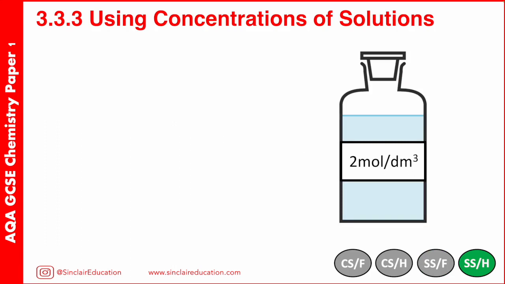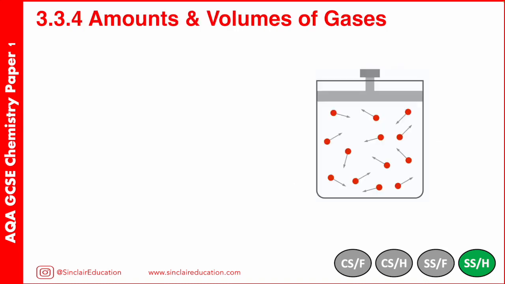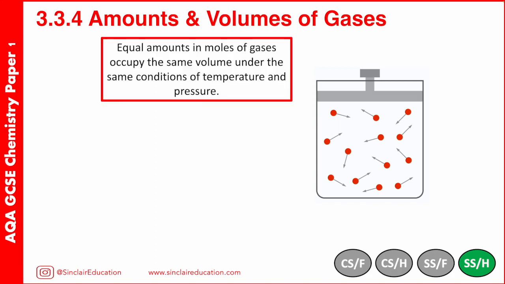Now, for Separate Science, Higher only. Not only might you be asked to do concentration equations in grams per dm cubed, but also you might be asked to do this in moles per dm cubed. But not a lot's changed here. So this now just tells us the amount of moles of a substance that's dissolved within a solution. As the final bit of quantitative chemistry, we also have the amounts and volumes of gases that again can tend to be an extra mark or two in a calculation.